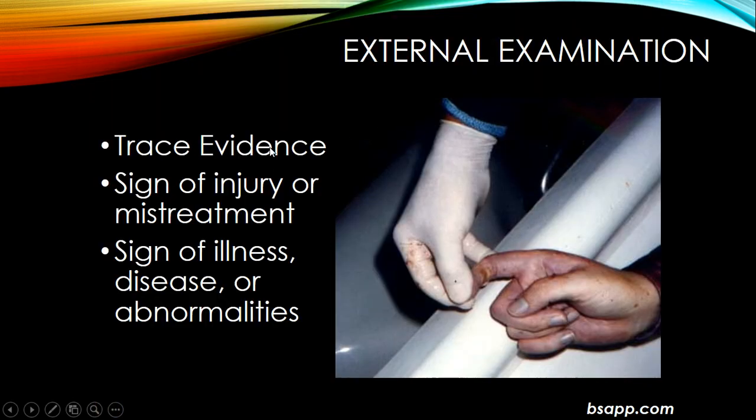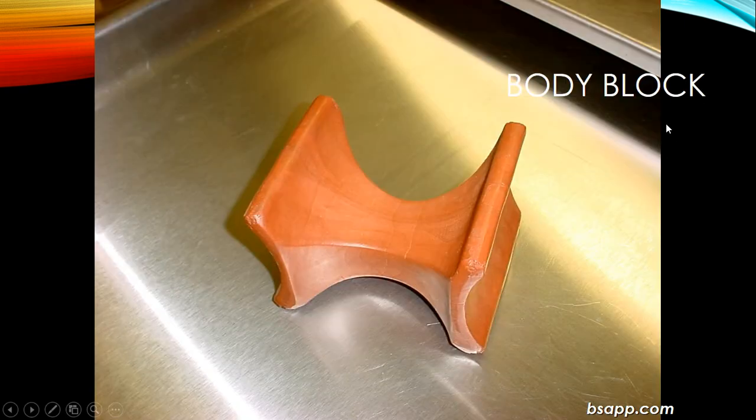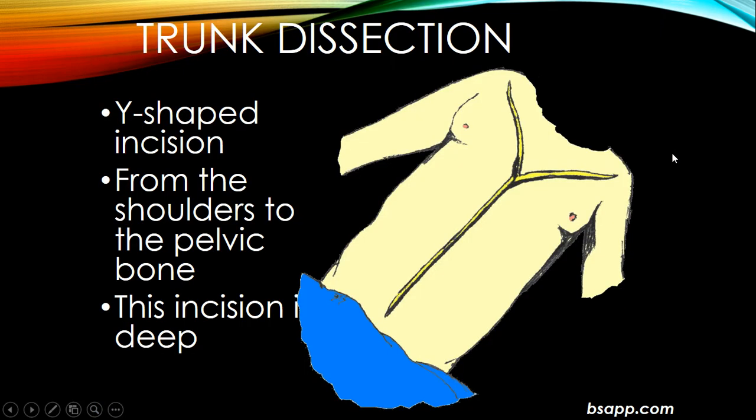So the external exam involves collecting trace evidence, looking for those signs of injury or mistreatment, signs of illness, disease, or abnormalities. Here we're looking at some abrasions on the skin. In this picture, we have a burn, probably like a cigarette burn on the bottom of a foot. These are things that would need to be documented in the external exam. This is a body block, which would be used to support the neck of the body and to elevate it slightly.